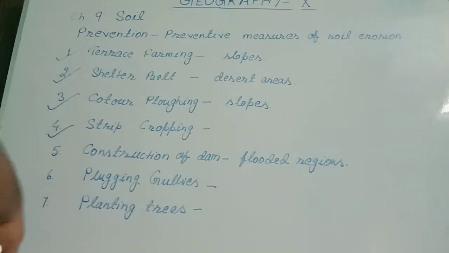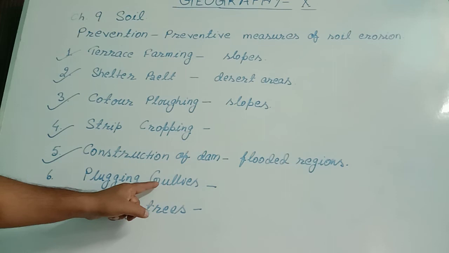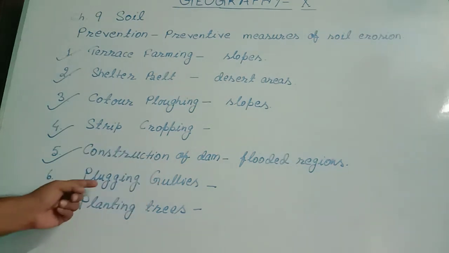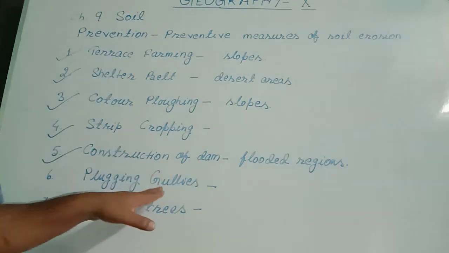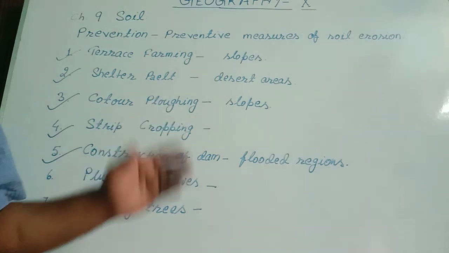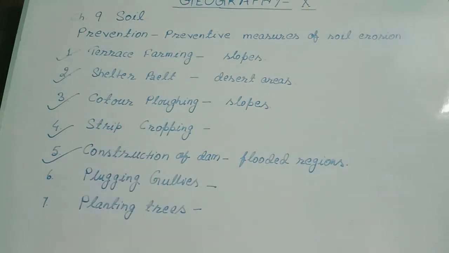Number 6 is plugging gullies. You have seen in Chambal Basin, you had one example also. Gullies are formed, but those gullies should be broken. Plugging means breaking. Those gullies should be broken from time to time, so that the rate of soil erosion will be reduced.